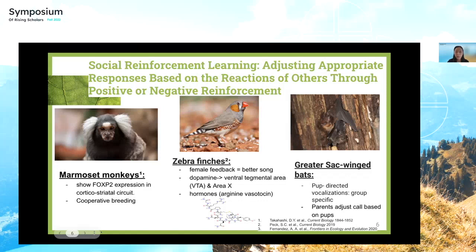In greater sac-winged bats, pup-directed vocalizations are another form of social reinforcement learning. It is group-specific, which could be where dialects come from, and parents will adjust calls based on pups' vocalizations, which is where social reinforcement learning comes into play.